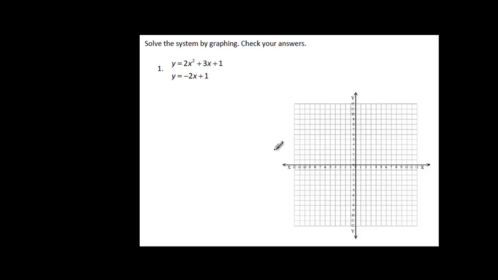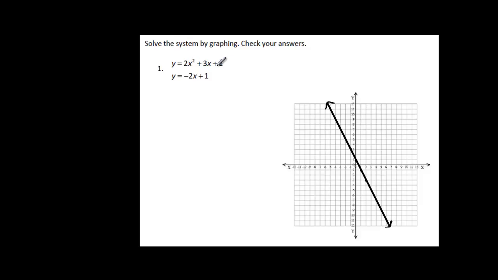It has a y-intercept of 1, so it's going to go through right over here, and it has a slope of -2. So you go down 2, right 1, down 2, right 1, or up 2, left 1. Let's connect those with a straight line. Let's make that a little straighter here. Alright. Let's put some arrows on those.